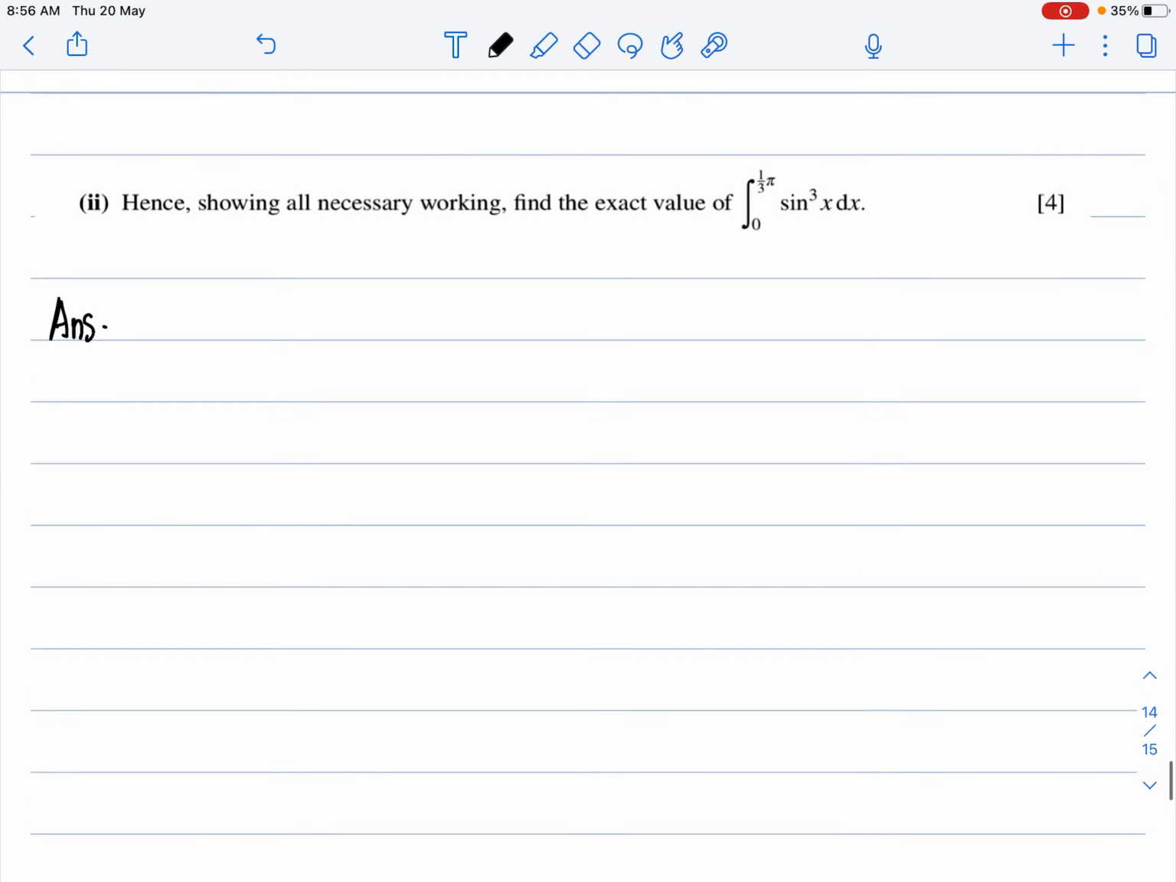Now show, using all necessary working, the integration of sine cube x with the limits of 0 and 1 over 3 pi. So you need to know that the integration of sine cube x is not simple. So basically I have the integration of 0 to 1 over 3 pi and sine cube x here dx. But I know sine cube x cannot be integrated directly. It needs to be converted into a better form.